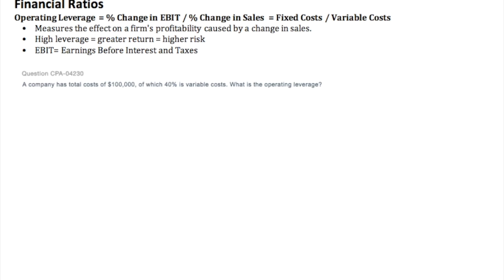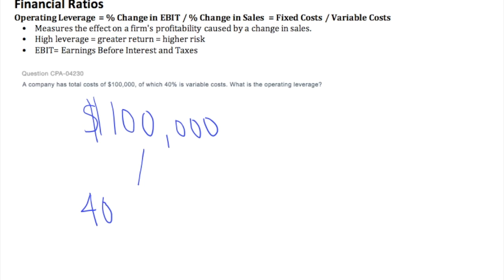So to start, I would always suggest determining what you know. And we have this number right here of 100,000. And it says that 40% is variable. So we know we have 40%, or 40,000, is our variable cost. We'll label this V, and then we know we have our fixed cost. And if 40% of 100 was variable, then we know our fixed cost is 60,000.